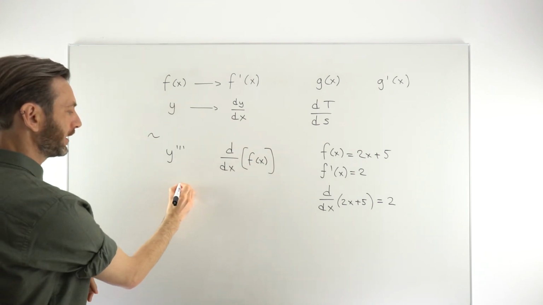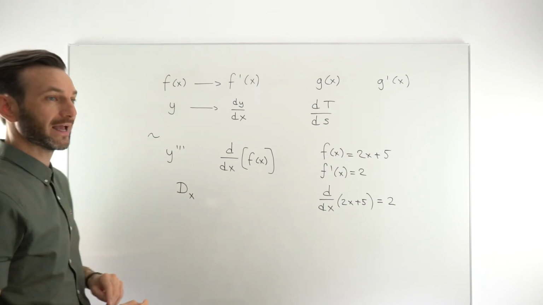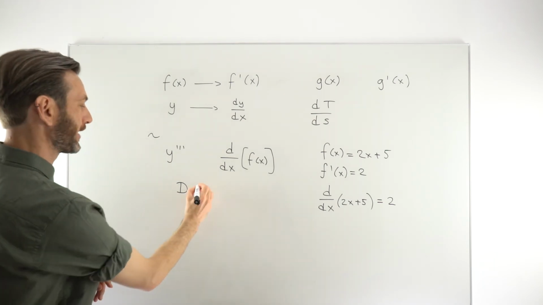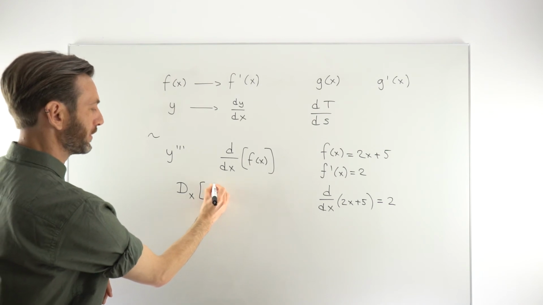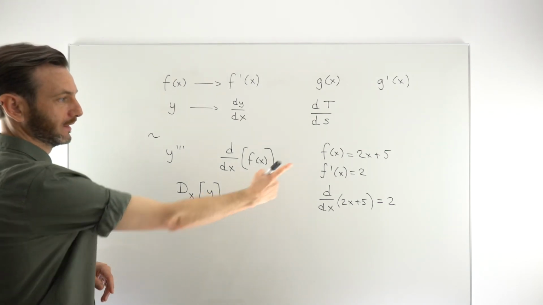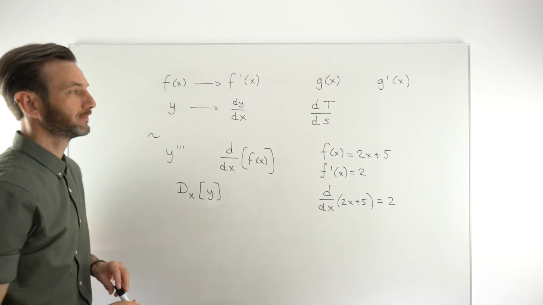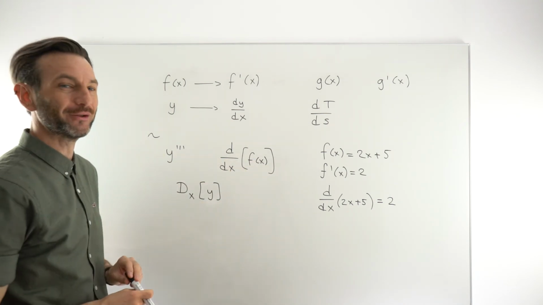You might sometimes see a capital D with a little x, so that again means derivative with respect to x of maybe some function in here. So derivative with respect to x of y in general, but this could actually be some function like 2x plus 5 in here as well. So these are all the variations on the notation.